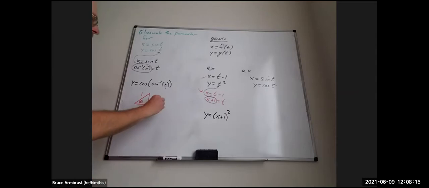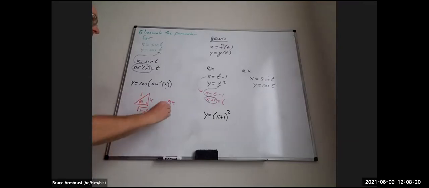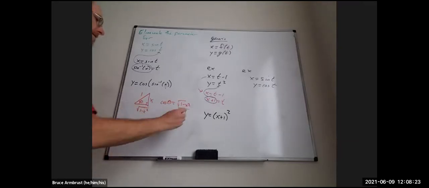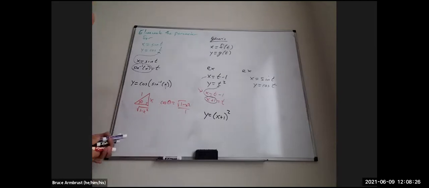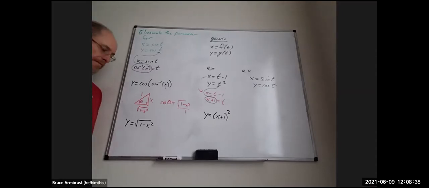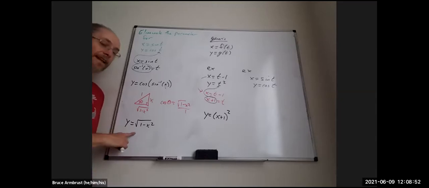But now what I need is the cosine of that angle. Well, that's the adjacent over the hypotenuse. So this actually now looks like y equals the square root of 1 minus x squared. So we're able to actually get rid of the inverse trig. Now, I don't know if that helped you at all. Anybody recognize this one? You might recognize that.